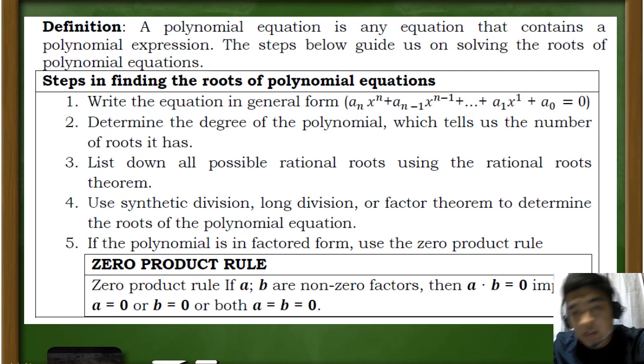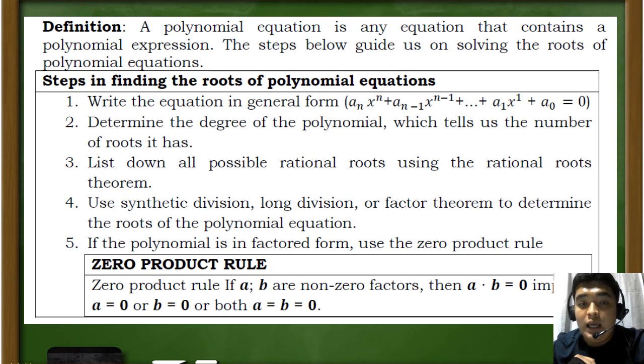Then determine the degree of the polynomial, which tells us the number of roots it has. Then list down all the possible rational roots using the rational roots theorem. Then use synthetic division, long division, or the factor theorem to determine the roots of the polynomial equation. If the polynomial is in factored form, use the zero product rule.